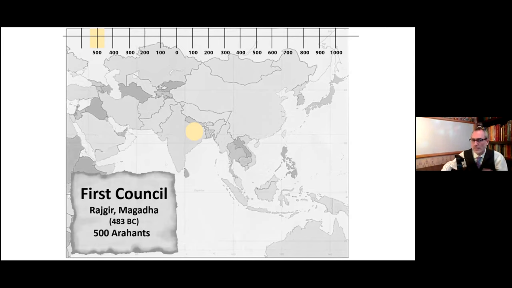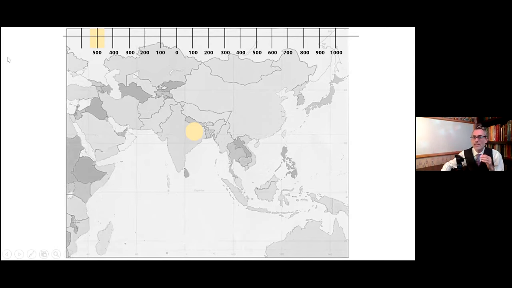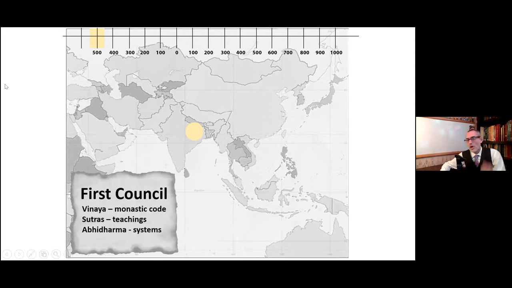But supposedly at the capital of Magadha, Rajgir, in 483 BC, this is the traditional date, the 500 senior disciples, arhats of the Buddha, got together and they compiled the Vinaya, all of the things the Buddha said regarding the monastic code.